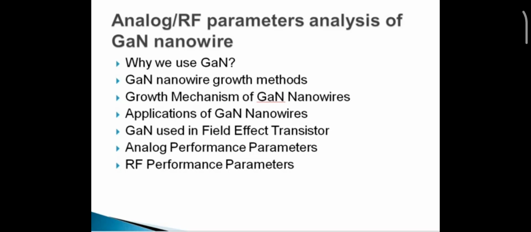The topic is analog RF parameter analysis of gallium nitride nanowire. In this video, I will cover the following topics. First one, why we use gallium nitride.